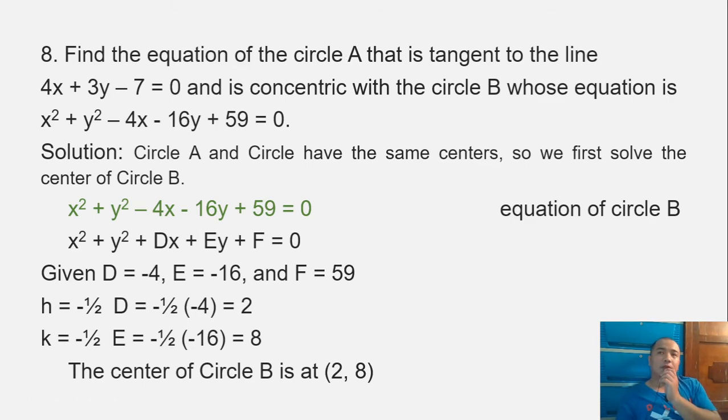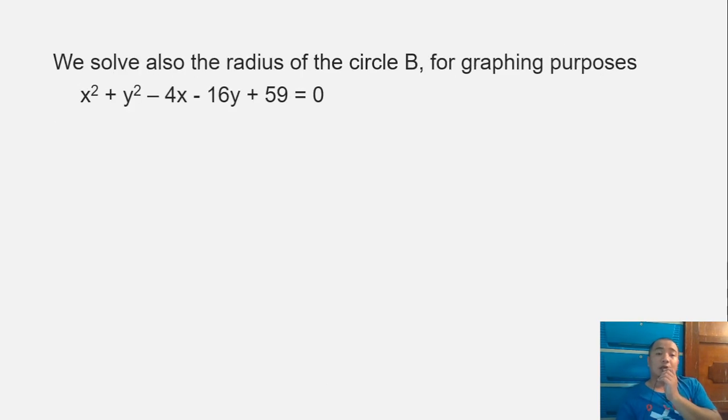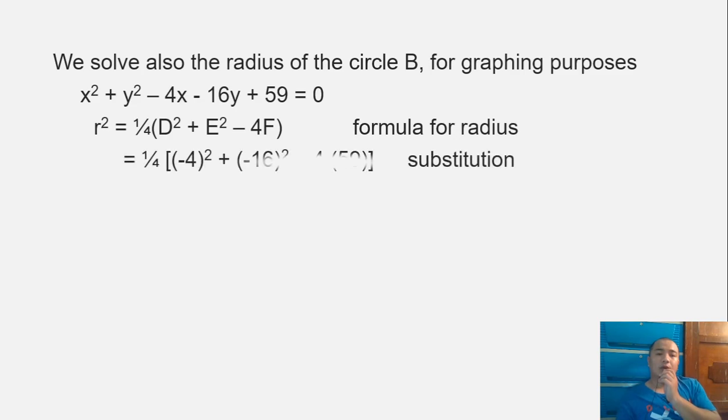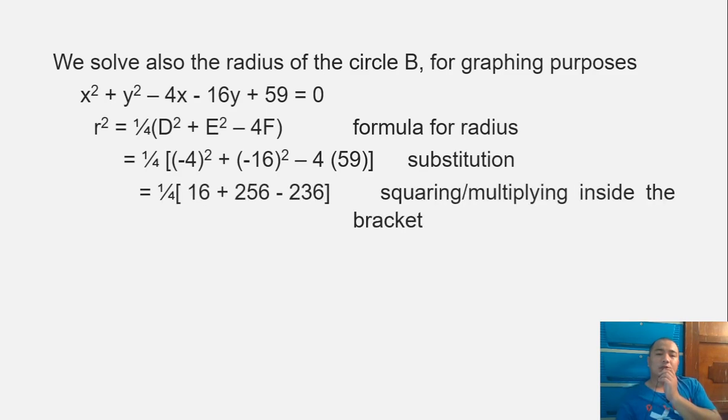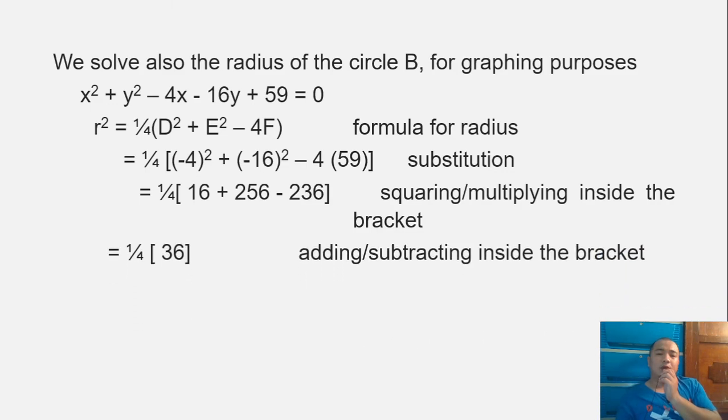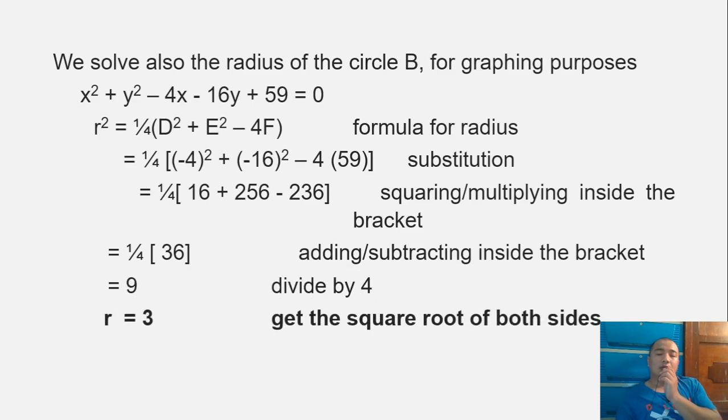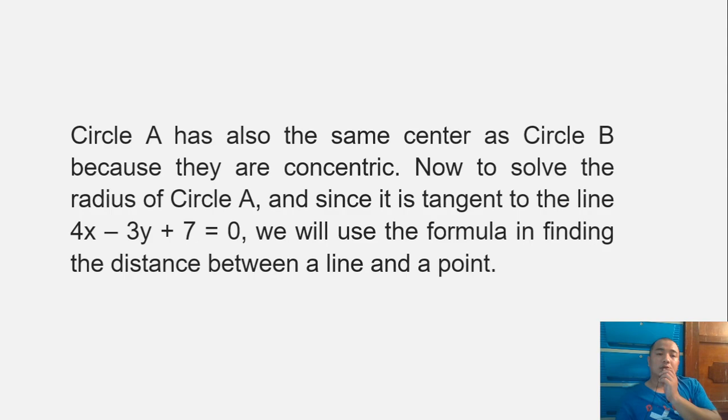Paano yung radius? Okay, distance between a line and a point, na naman kasi mayroong tangent line. So how about the radius of circle B? Yan, 1/2 square root of D squared plus E squared minus 4F. 1/2 square root of negative 4 squared plus negative 16 squared minus 4 times 59. 16 plus 256 minus 236, square root of that times 1/2. Half of 36 is... the square root of 36 is 6, and half of 6 is 3. This is the radius of circle B. Right?